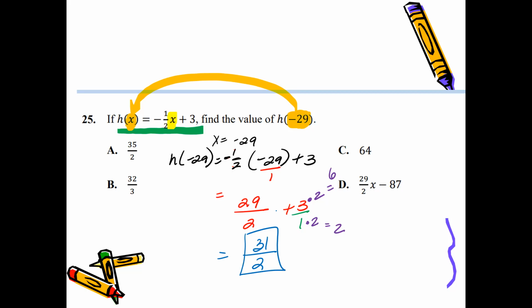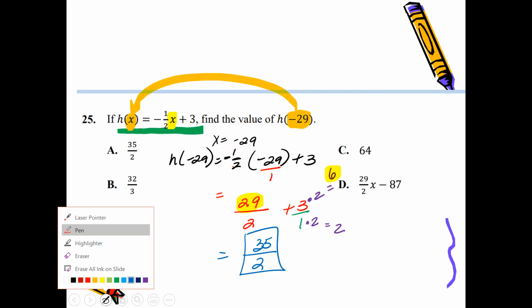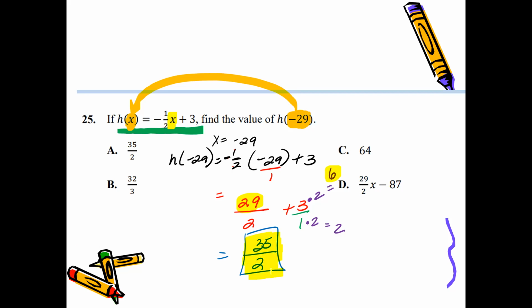Or I'm sorry, 32. I don't see the answer. Wait a second. No, hold on a second. I'm not doing something right. Negative 29 plus 3. Oh, that's why. It's not 32. It's 29 plus a 6. Do you see the 6 right there? I added to the 2. It's 3 times 2, which is 6. So 29 plus 6 is 35. So which one here is a 35 over 2?